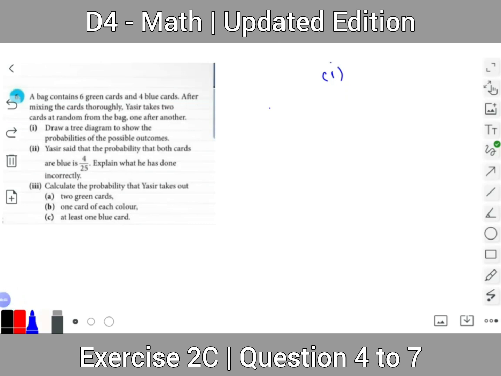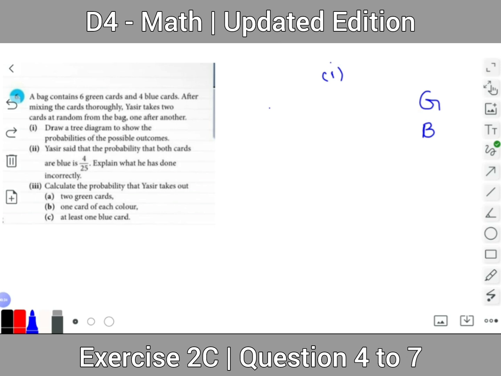Now in question 6, a bag contains 6 green cards and 4 blue cards. After mixing the cards thoroughly, Yasser takes 2 cards at random from the bag, one after another. In part 1, draw a tree diagram to show the probabilities of the possible outcomes. First we will write down, for green we will use G, and for blue we will choose B.